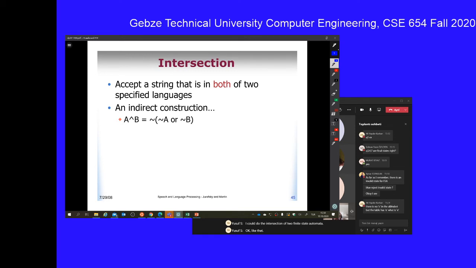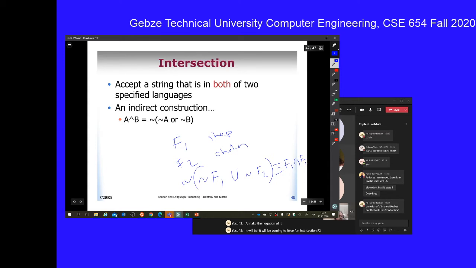Let's say F1 is my sheep language and F2 is my chicken language. If I'd like to build the intersection of these two languages, only recognizing words that are common to sheep and chicken languages, what do I do? I take the negation of F1, union, negation of F2, and take the negation of it. It will be equivalent to F1 intersection F2.